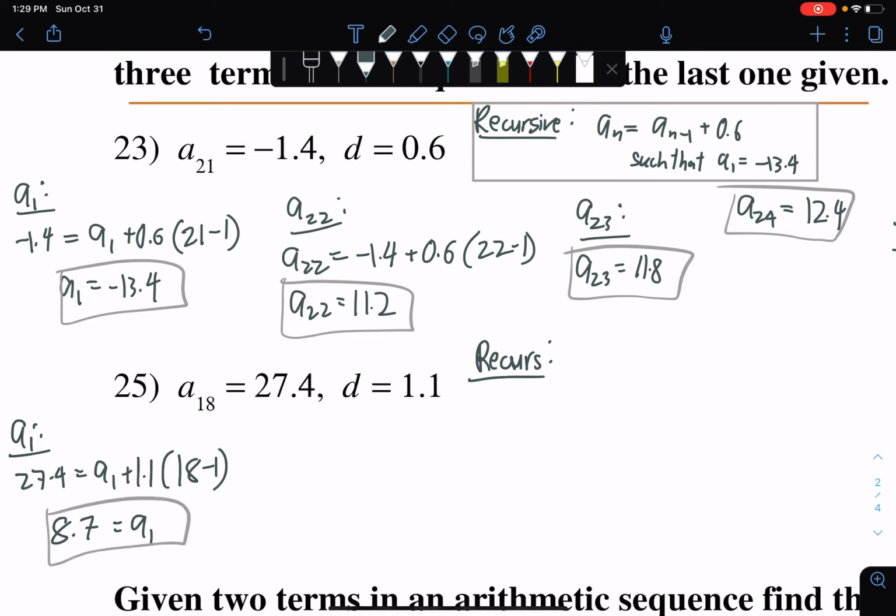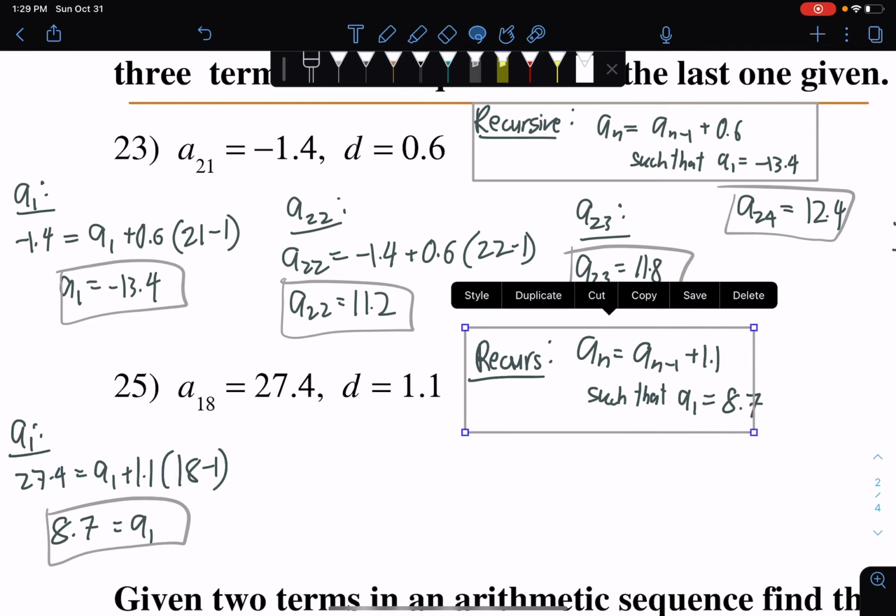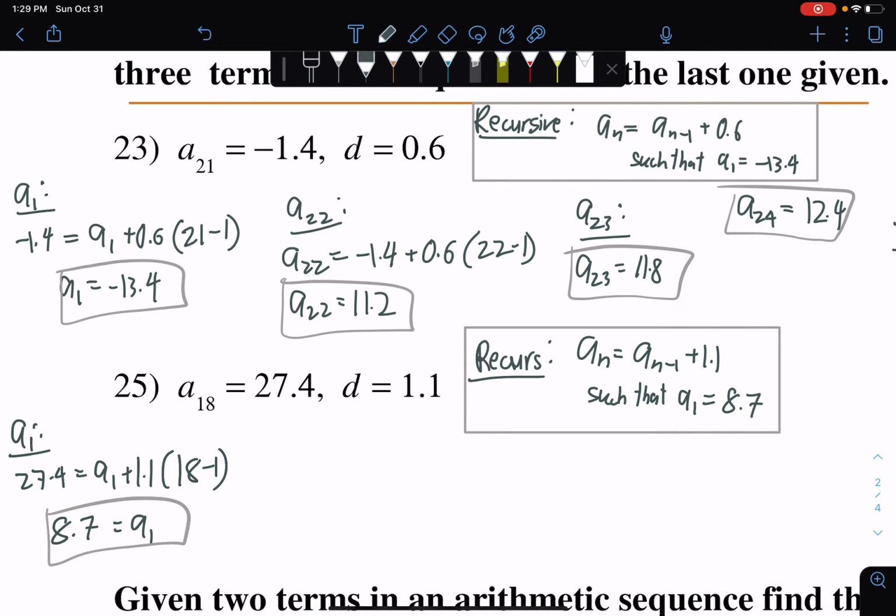Okay, so after 25, let's find the recursive formula. A sub n is equal to a sub n minus 1 plus 1.1 such that a sub 1 is equal to 8.7. Oops. Okay, let's move on. A sub 19 after a sub 18, let's find it.